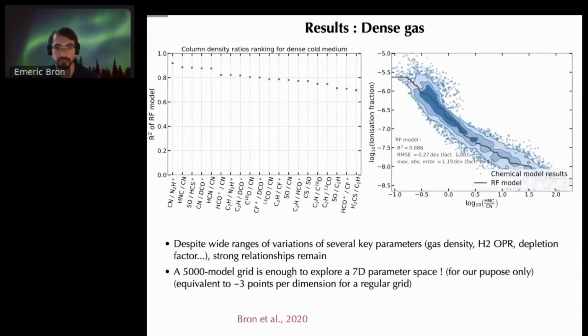In dense gas, we see very similar results. I won't go into the detail here, but what we can note is that despite having variation by several orders of magnitude in several key parameters, such as the gas density and the UV field in our model grids, we find a relationship with relatively low scatter between some of our best abundance ratios and the ionization fraction.